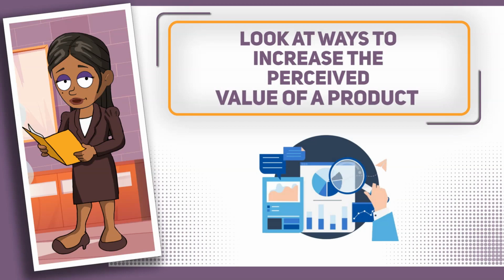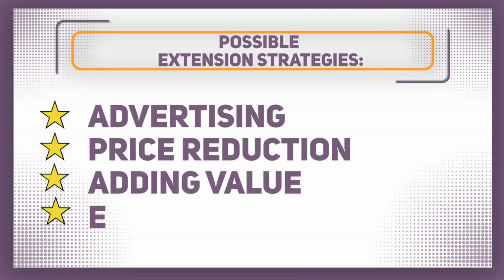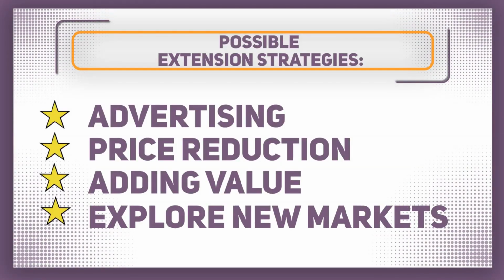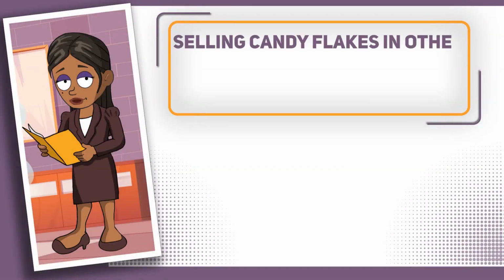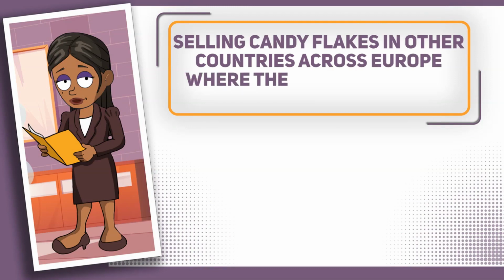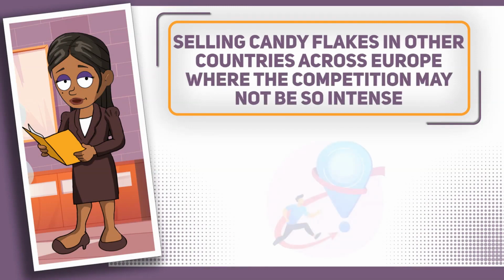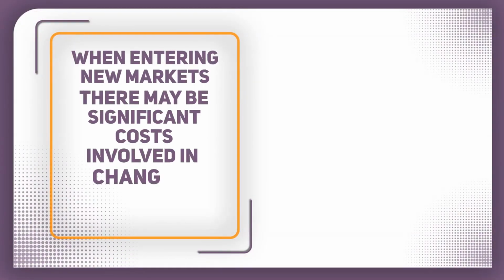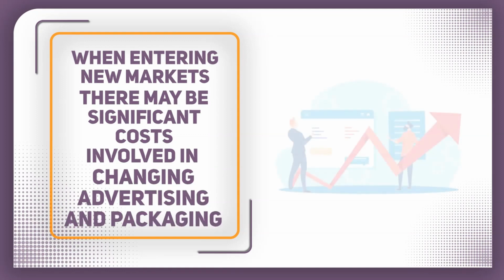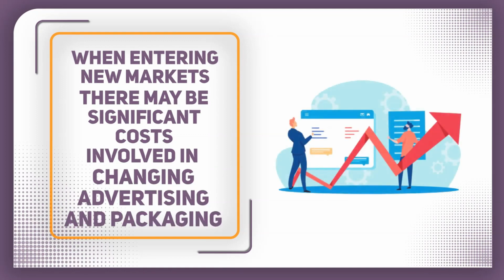When a product is entering the decline stage of its life cycle, many marketers may explore new markets. For example, Prisha could investigate the idea of selling Candy Flakes in other countries across Europe, where the competition may not be so intense. However, it is always important to consider that when entering new markets, there may be significant costs involved in changing advertising and packaging to suit the culture of the new market. The money used to achieve this could be put into improving the product in other ways.